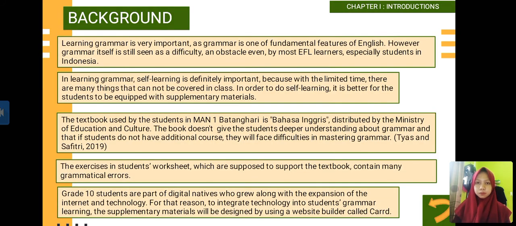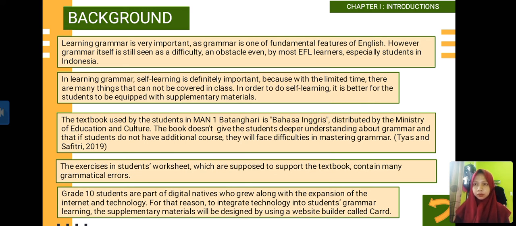So this is the background of my research. As we know, learning grammar is very important, as grammar is one of the fundamental features of English. However, despite its importance, grammar is still seen as a difficulty, an obstacle even, by most EFL learners, especially students in Indonesia. According to Al-Mekhlafi in his study in 2011, students fear grammar so much that even the slightest mention of grammar might bring them displeasure or even terror. This shows that grammar is still very much feared by the students or learners of English. This might be caused by their lack of understanding or mastery of the grammar.